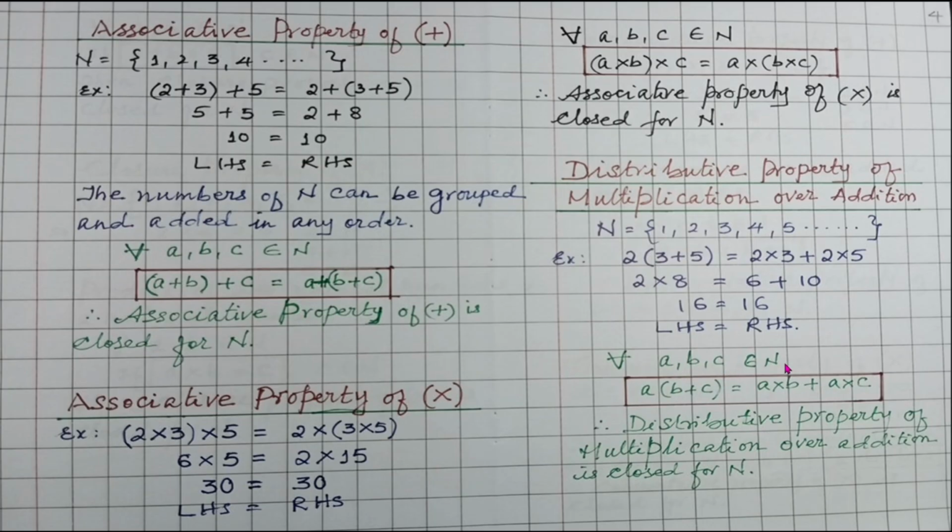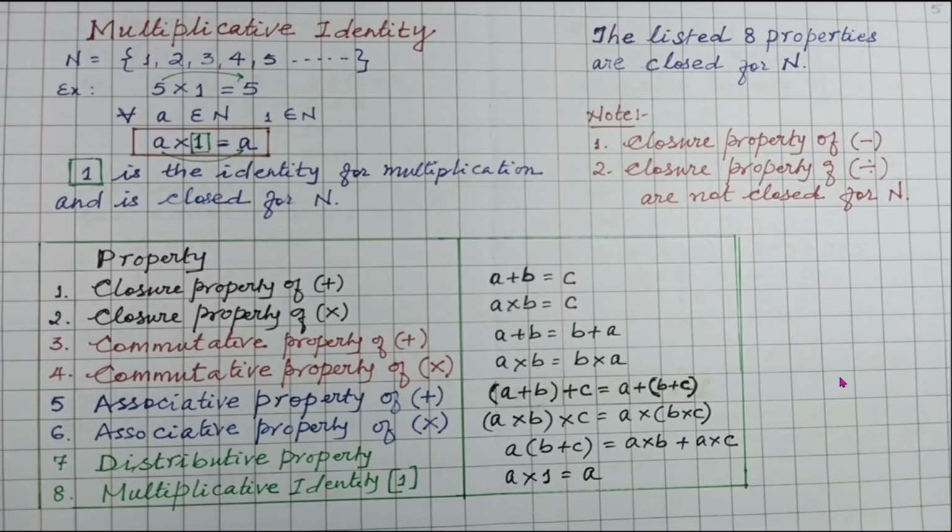So, if a, b, c belong to N, a into (b plus c) is equal to a into b plus a into c, that means LHS is equal to RHS, which is true for the set of natural numbers, which is closed for the set of natural numbers.